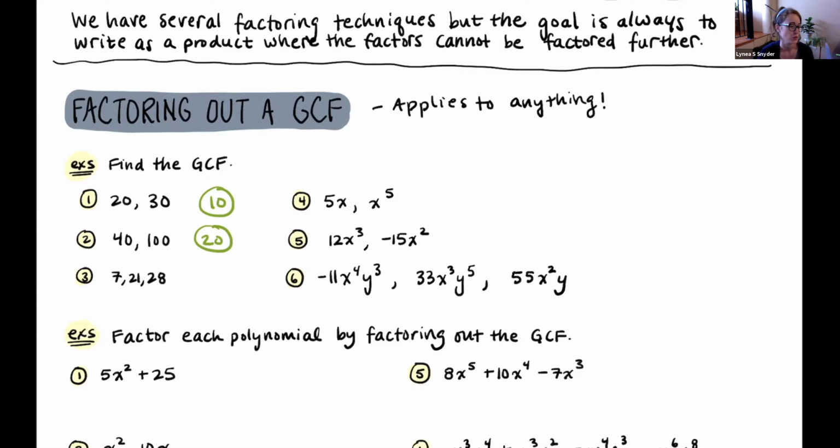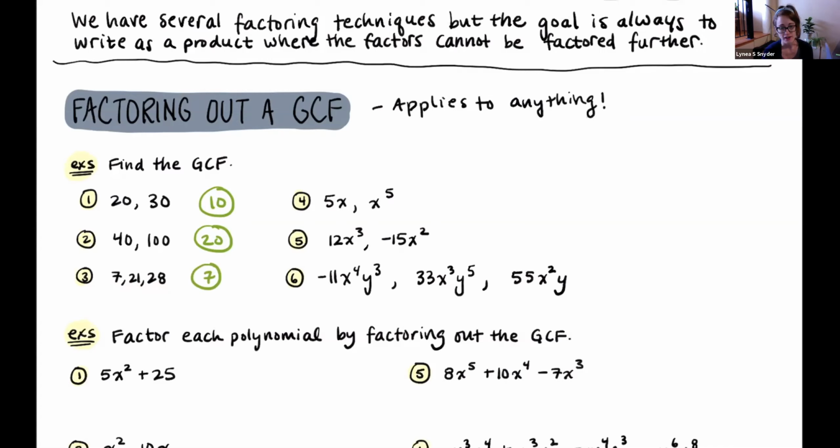7, 21, and 28. Okay, so again, if you look at the smallest number, that can kind of help you. So the biggest thing that goes into the smallest number here, which in this case is 7 itself. And if you look at 21, that is 7 times 3, and 28 is 7 times 4. So 7 goes into all of these 3 numbers here, so the greatest common factor here would be 7.